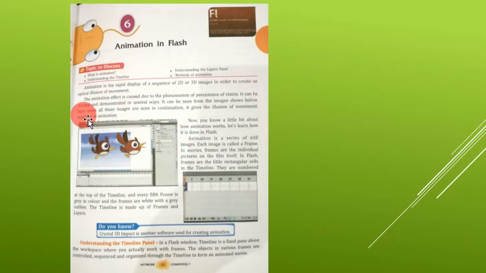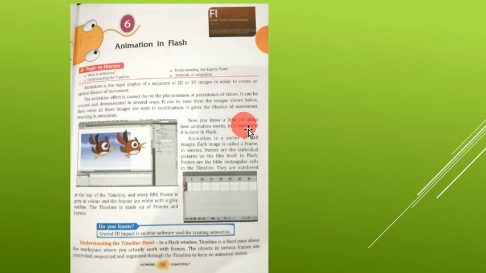It can be created and demonstrated in several ways. It can be seen from the images shown below. Okay, here you can see. Now you know a little bit about how animation works. So now you know about animation. So let's learn how it is done in Flash. You have learned what is animation. Now we will discuss how it is done in Flash.